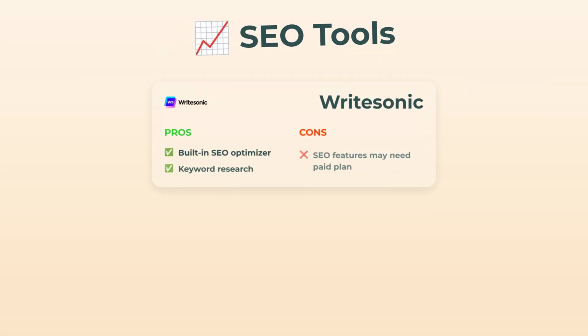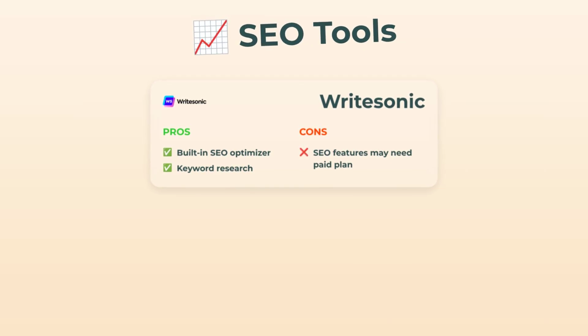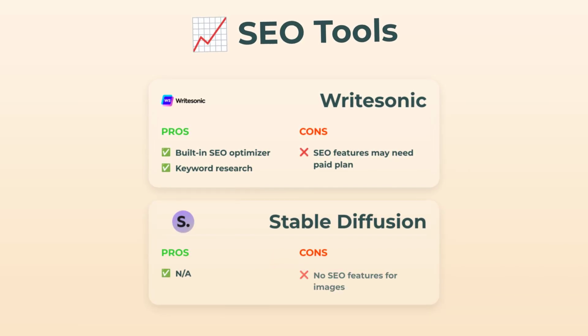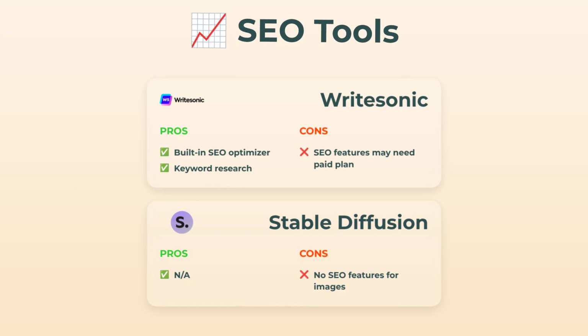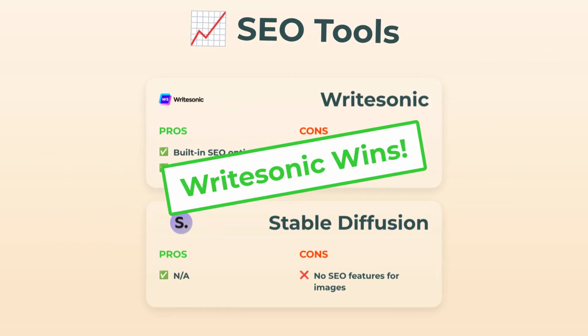SEO tools. If SEO is your thing, you'll love Writesonic. There's a built-in optimizer, keyword research, a dream for content marketers or bloggers. Some of the advanced SEO stuff does need a paid plan, sure. Stable Diffusion, no SEO magic here because, again, it's focused on images, not rankings. This round is a slam dunk for Writesonic.